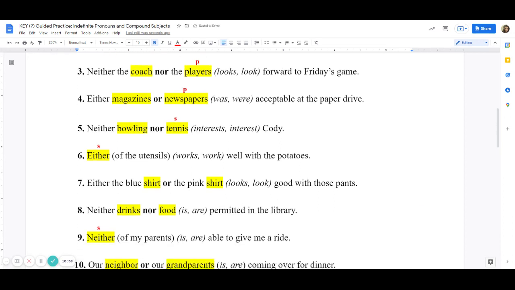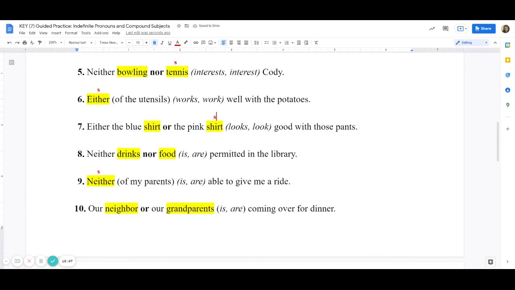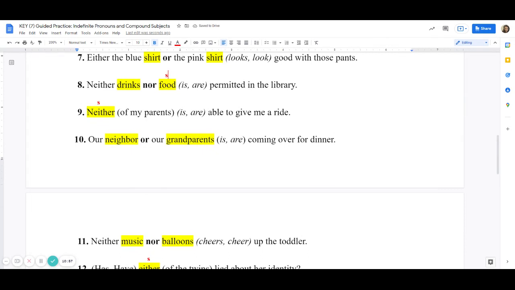7. Shirt is second and it's closest to the verb. Shirt is singular. Food is second and it's closest to the verb. Is food singular or plural? Food is singular. Number 10, grandparents is the second subject and it's closest to the verb. Is grandparents singular or plural? Plural.